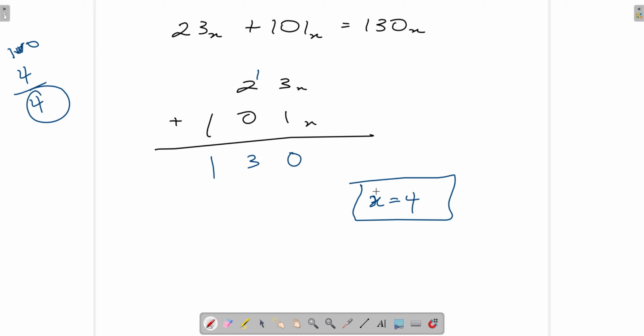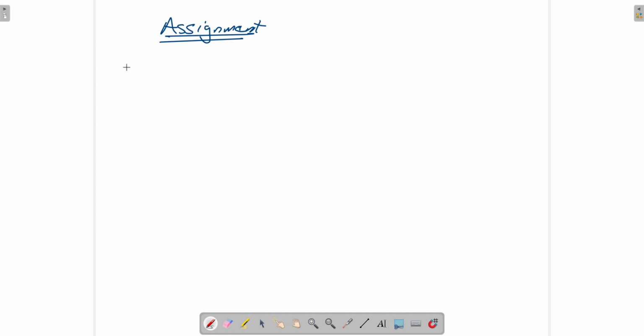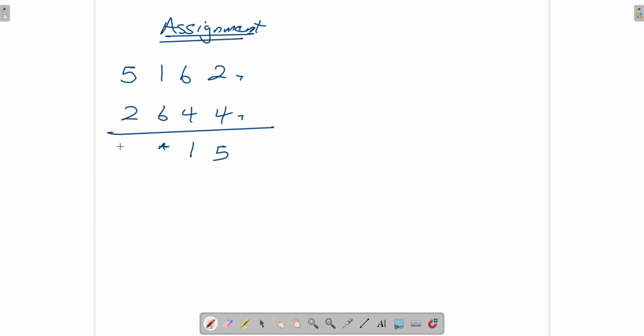Alright, I hope you understood that. So let's take the assignment before we go. The following: you have to find the missing number here. Find the missing number. Also, find the square of these two numbers as subtracted.